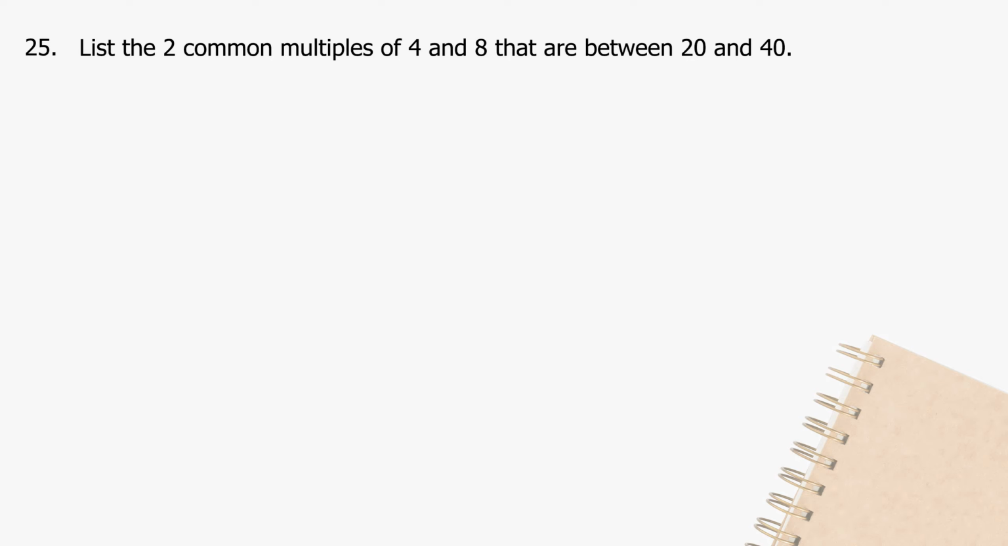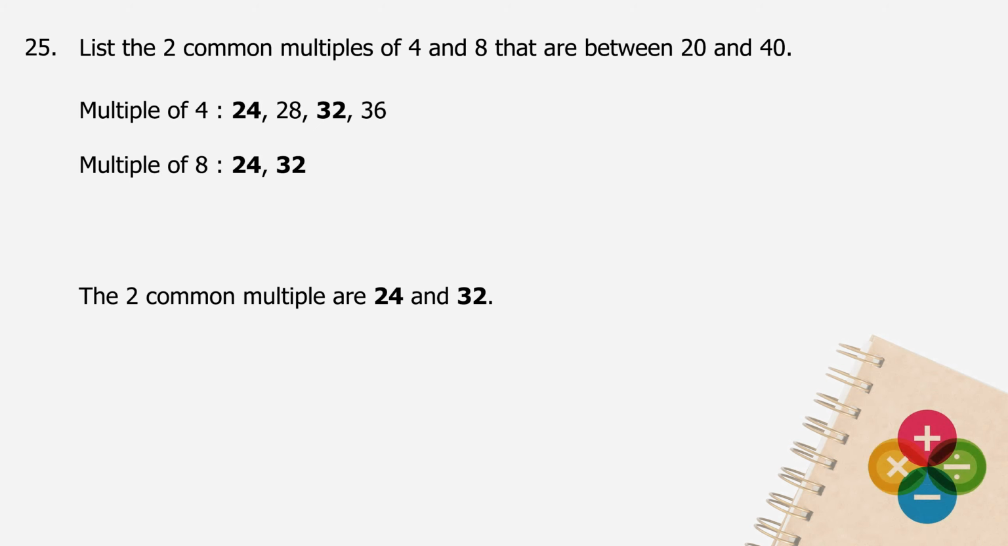Question 25. List the 2 common multiples of 4 and 8 that are between 20 and 40. The multiples of 4 are 24, 28, 32, and 36. The multiples of 8 are 24 and 32. The 2 common multiples are 24 and 32.